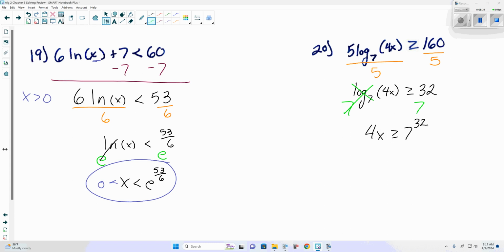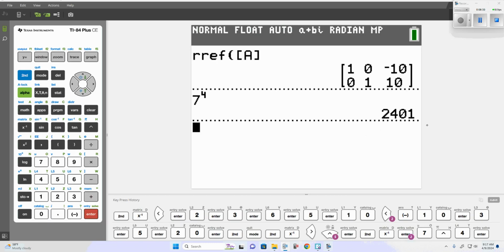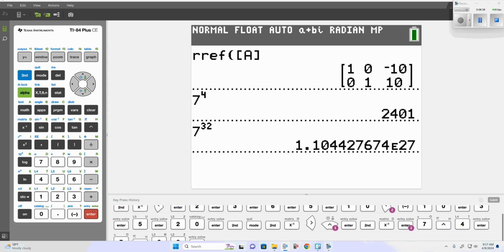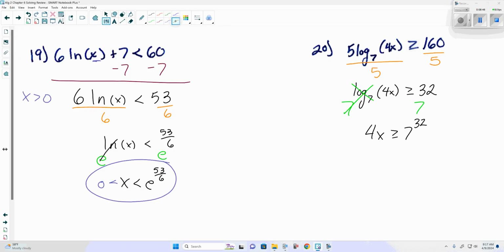Because if we type this in either calculator, 7 to the 32nd, 1.104 times 10 to the 27th power. It's way too big. So this is one of the few times where we have a number as a base and we'll leave it. Divide by 4, telling us x is greater than or equal to 7 to the 32nd over 4.